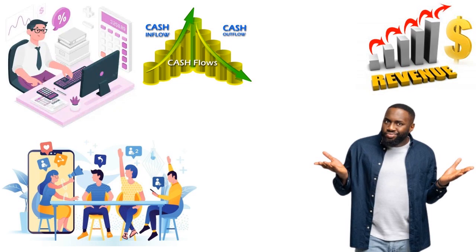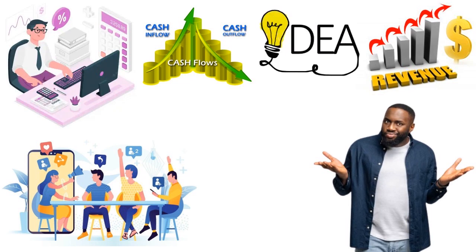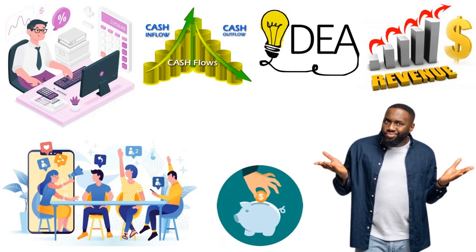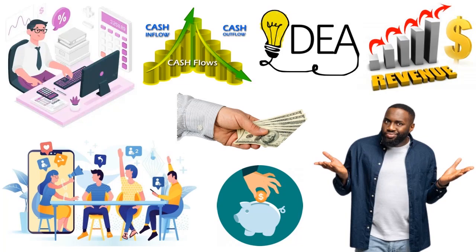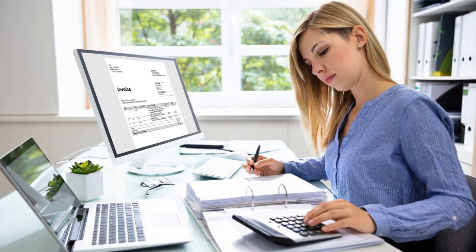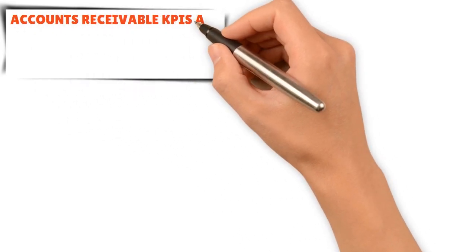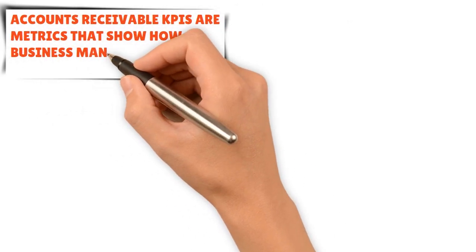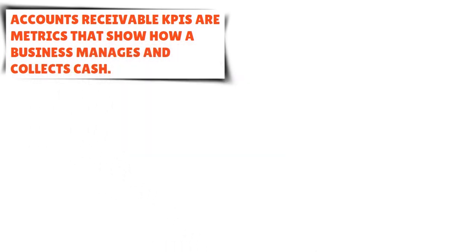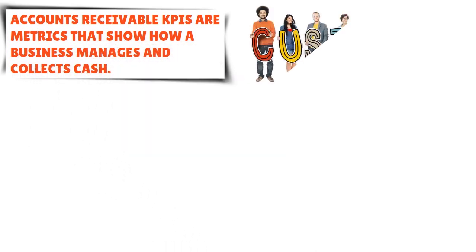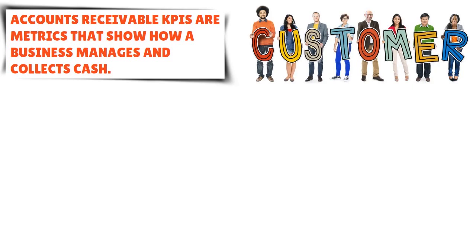You need to have a clear idea what kind of processes you have to improve on to make sure you are saving money big time, and you're also collecting cash from your customers real fast. So let's first define what accounts receivable KPIs are before I give you those KPIs you want to focus on this year. Accounts receivable KPIs are basically metrics, numbers, data that show how your business manages and collects cash from customers. Different KPIs provide detailed insights into a company's cash flow and liquidity.